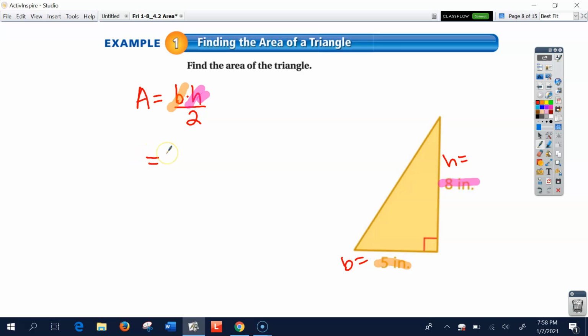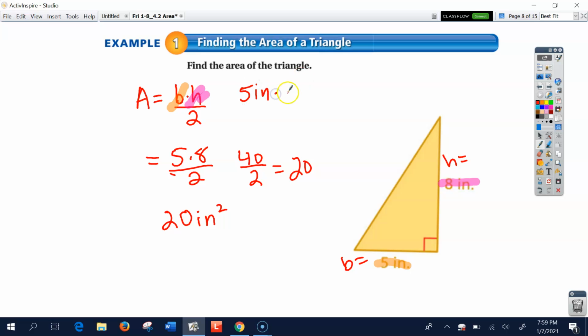The base is 5, so I write 5 times 8 divided by 2. I'm going to do the top of the fraction first. 5 times 8 is 40, divided by 2 equals 20. So the area of this triangle is 20. Now remember, the units are still square inches. And this time I left out the 5 inches times 8 inches. But units are squared because a triangle has 2 dimensions, and I'm counting the square inches inside.